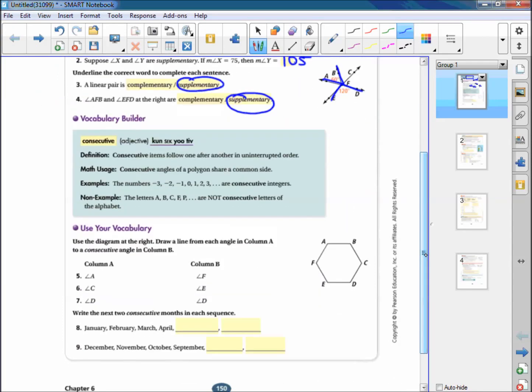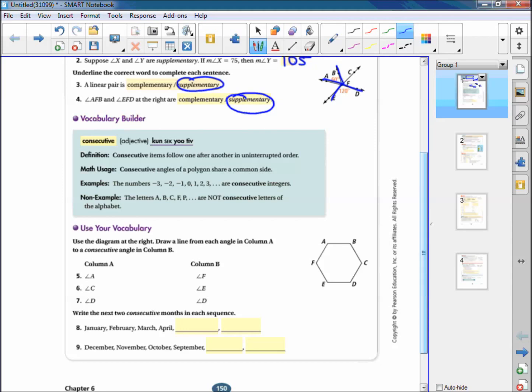We have consecutive. Consecutive items follow one after another in uninterrupted order. So consecutive angles of a polygon share a common side. So just think of the vertices in order. So the numbers -3, -2, -1, 0, 1, 2, 3 are consecutive integers. They just follow right after one another, no gaps. Okay. So a non-example: the letters A, B, C, F, P are not consecutive letters because after A, B, C, the next consecutive letter should be D.